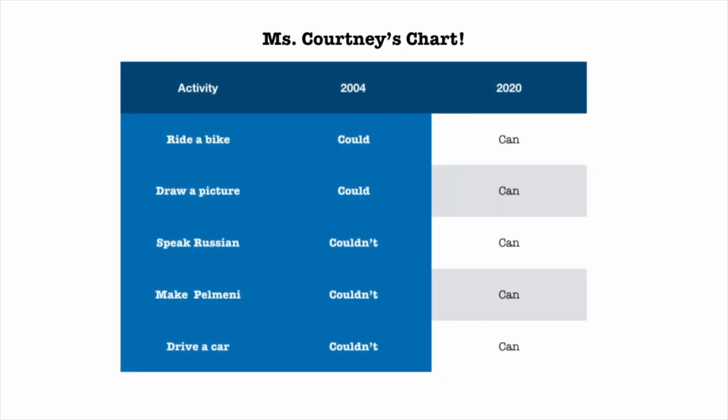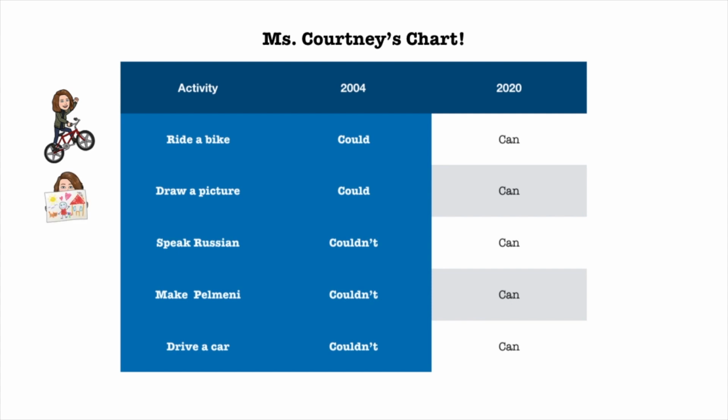Okay, now, everybody, I hope you finished your chart. So here's my chart, Miss Courtney's chart. Okay? So I made an example for you. This is how your chart should look. So, in 2004, Miss Courtney could ride a bike. In 2020, she can ride a bike. Okay? I still can do it. Now I can do it too.